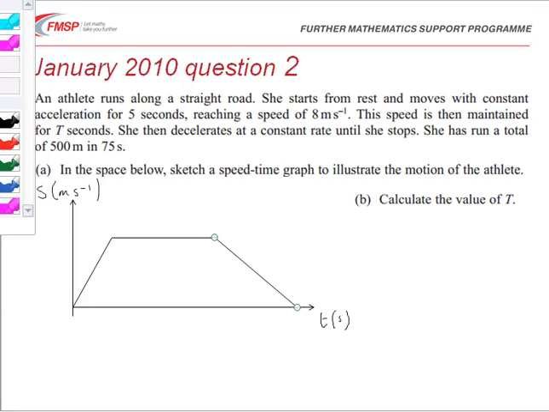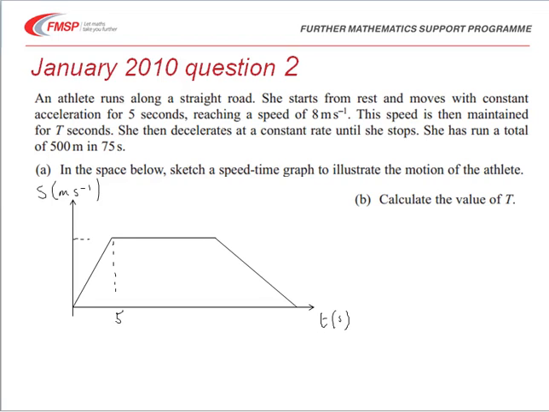So putting some values onto the graph as drawn then, the first part here, the time is 5 and the speed reached is 8. We then have a time of t seconds along here, so that the time to reach the point where the deceleration starts is t plus 5. And we're also told then that at the end of that motion it has taken a total of 75 seconds.